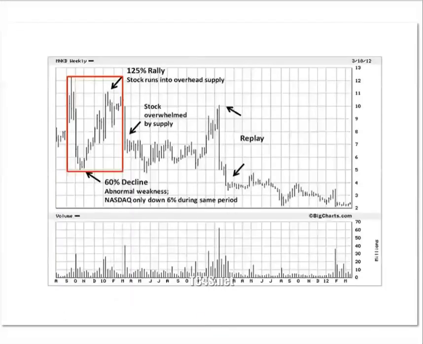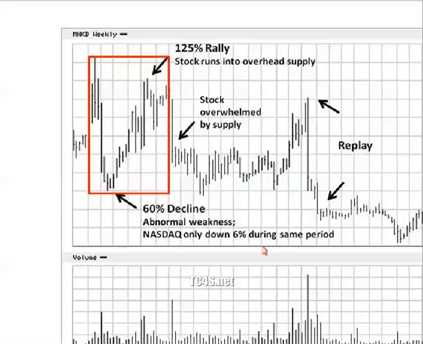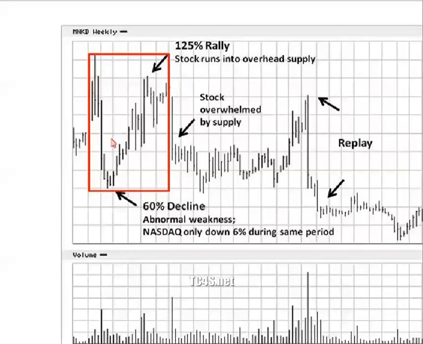Now, a few mistakes that you want to avoid, one of them being that you want to be real careful that when you have that correction as it pulls back, that it's not too deep.